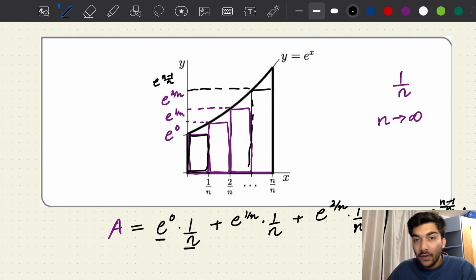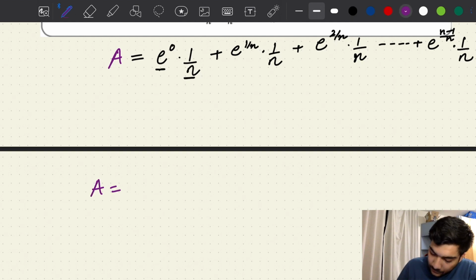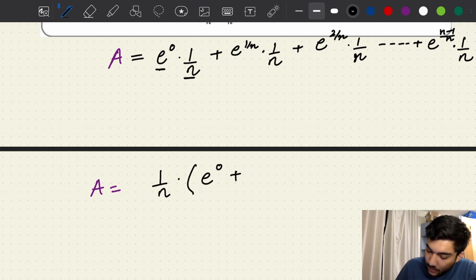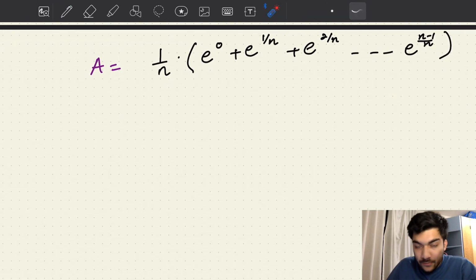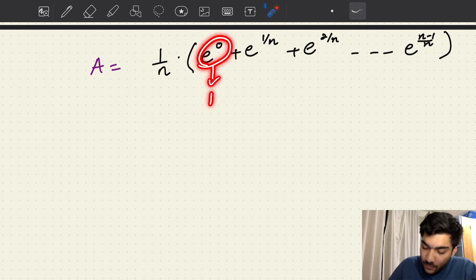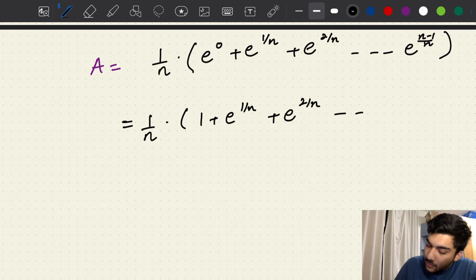So now I'll try to simplify this series. I'll take 1 by n out because it's common in each term. So the area would become 1 by n times e to the power 0 plus e to the power 1 by n plus e to the power 2 by n, and so on until e to the power n minus 1 by n. That's it. In the next step, I'll further simplify this series. I can write e to the power 0 as 1, right? So I'll write 1 by n times 1 plus e to the power 1 by n plus e to the power 2 by n, and so on until e to the power n minus 1 by n.